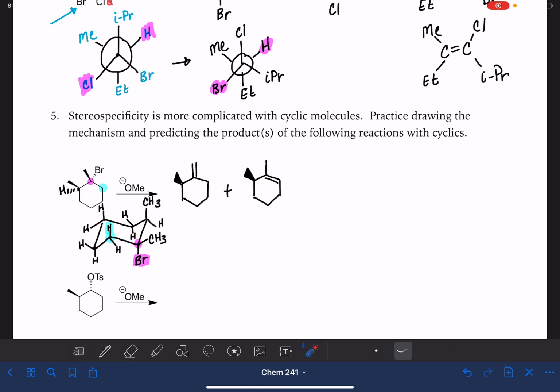Remember that a carbon cannot be chiral if it's part of a double bond. So the methyl group that used to be on a wedge is now just a straight-lined methyl group because this carbon is no longer chiral. Whew, that's a lot to think about.